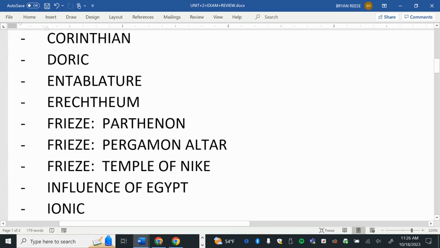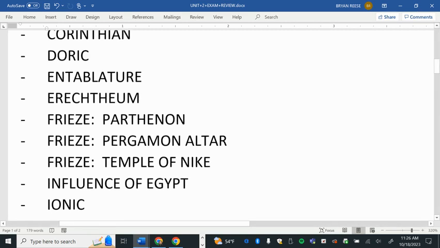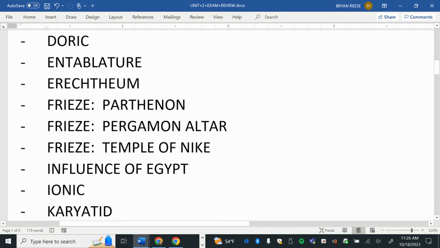Ionic. I think there's a picture of Ionic on the test. You need to be able to identify it. A caryatid is a column in the shape of a woman.